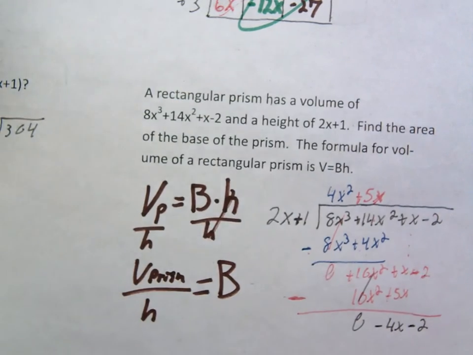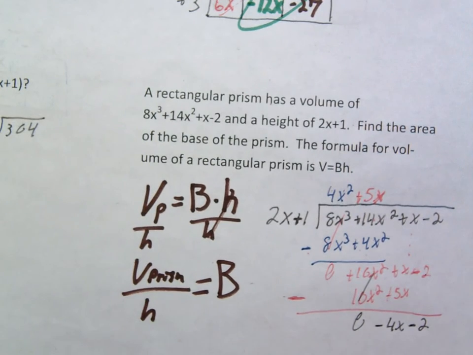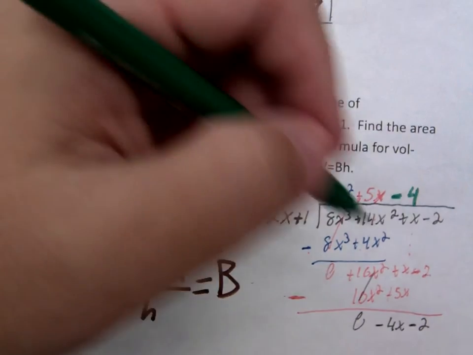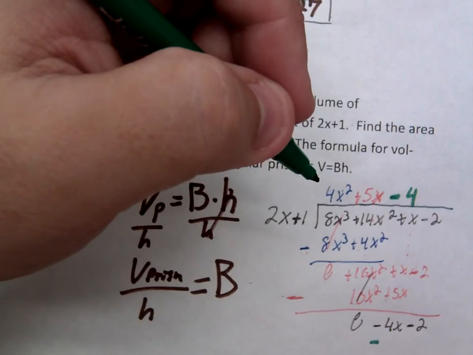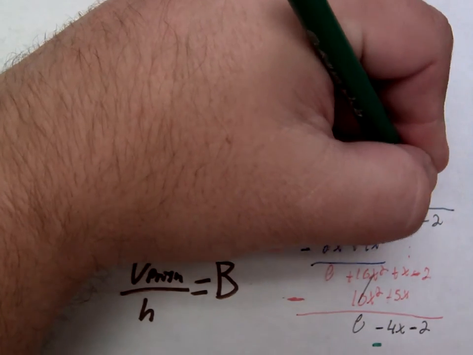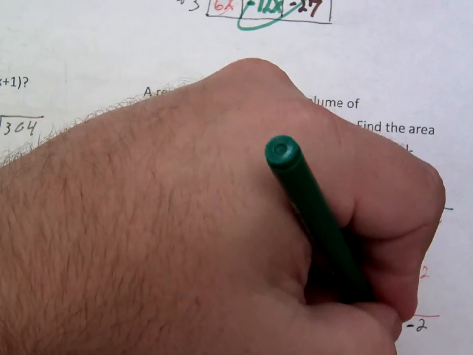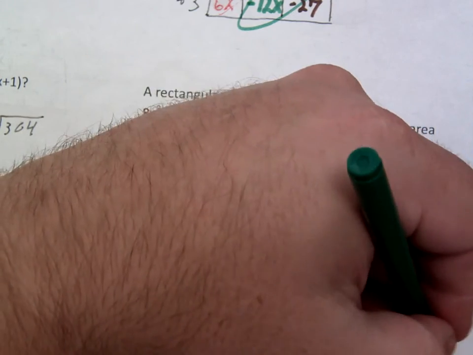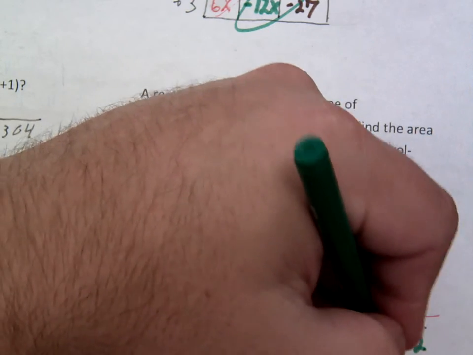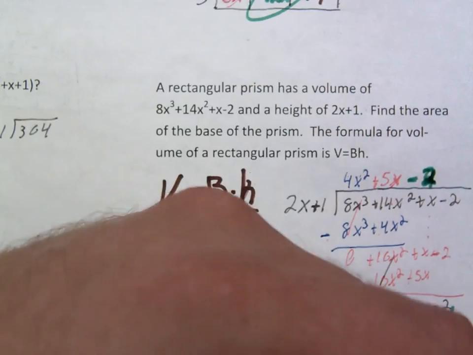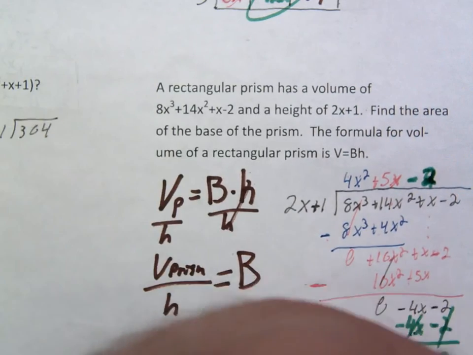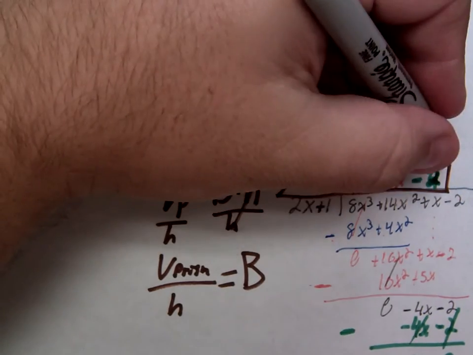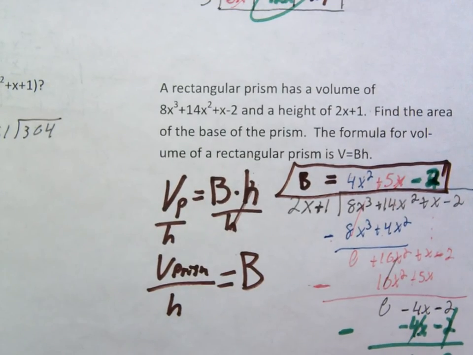All right, so far so good. Lastly, we see that 2x goes into negative 4x negative 2 times. Oof, this is why we don't use ink. Negative 2 times 2x is a negative 4x. And then we get negative 2 times 1, which is a negative 2. And the nice thing is, when we subtract, both go to 0, which means this divided evenly. So our answer is that the area of the base of this prism is 4x squared plus 5x minus 2. And that is the area of the base.